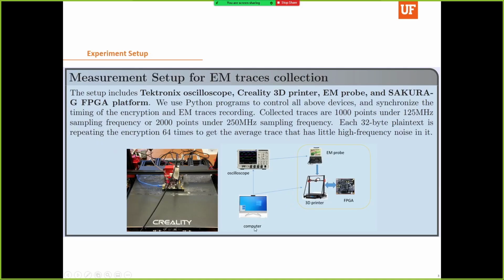So you can see the platform is a computer controlling the oscilloscope and a 3D printer on which an FPGA and the EM probe is attached. So the EM probe will collect the EM traces from the FPGA.